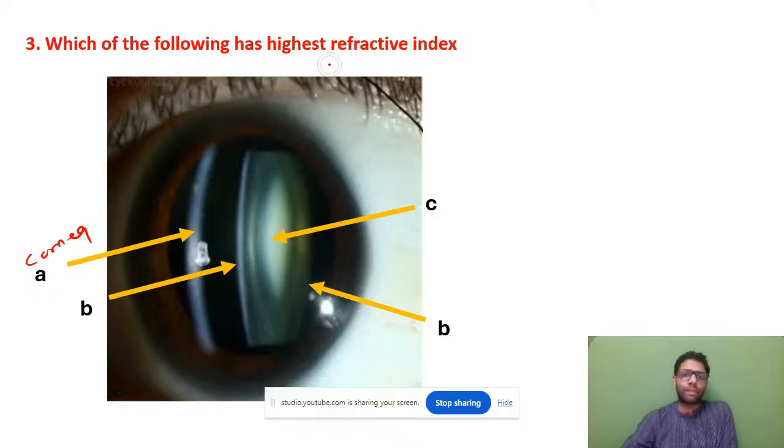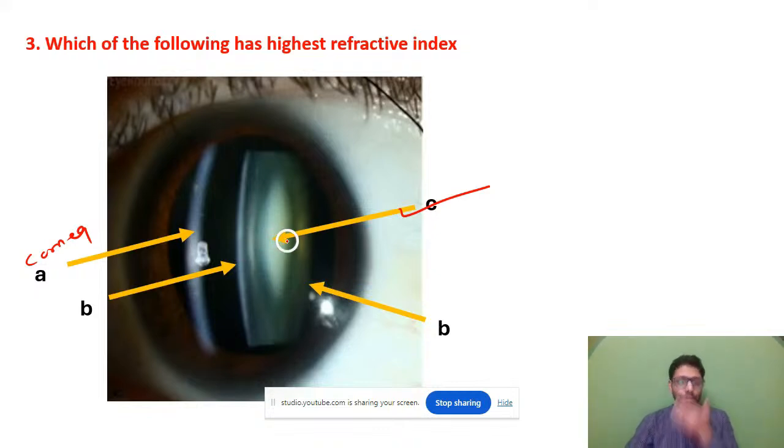The highest refractive index: cornea is 1.37. The lens is 1.4 something, and the highest is in the center of the lens. So C is the answer over here. Good answers, everyone. And that is how you know in a slit lamp picture where the problem is, in the lens or the cornea.